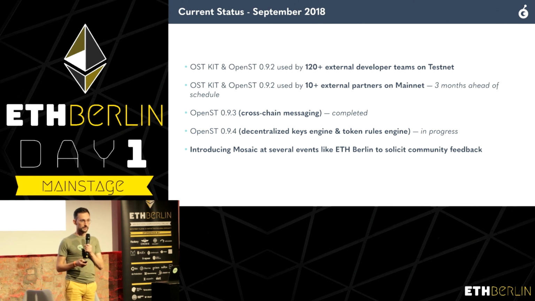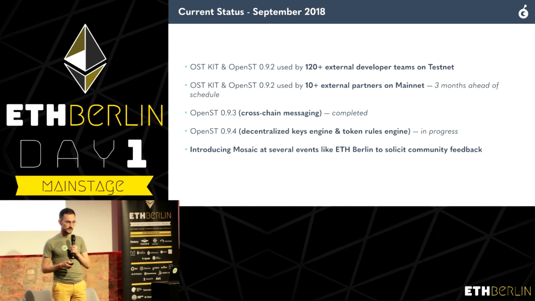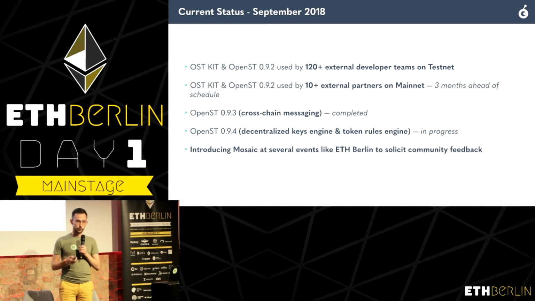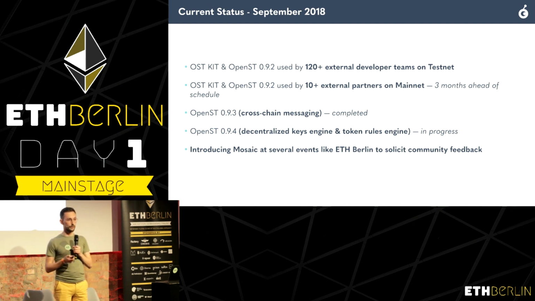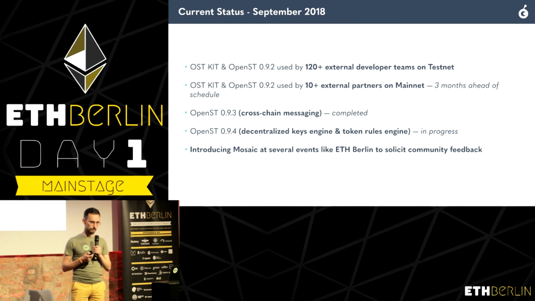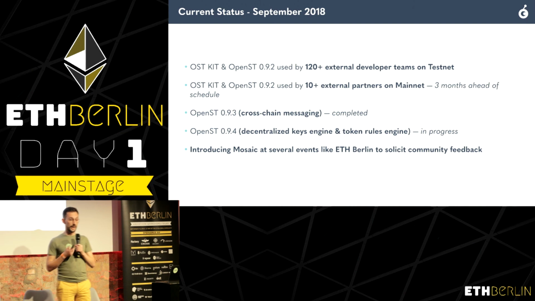And so to summarize, we are currently with 120 developer teams on testnet, and more than 10 of our external partners have moved quite recently onto mainnet for early testing. With 0.9.3, we completed the gateway protocol of cross-chain messaging. And right now, our focus is on the OpenST JS part, so decentralized key management and the token rules engine. I was on the token panel before.